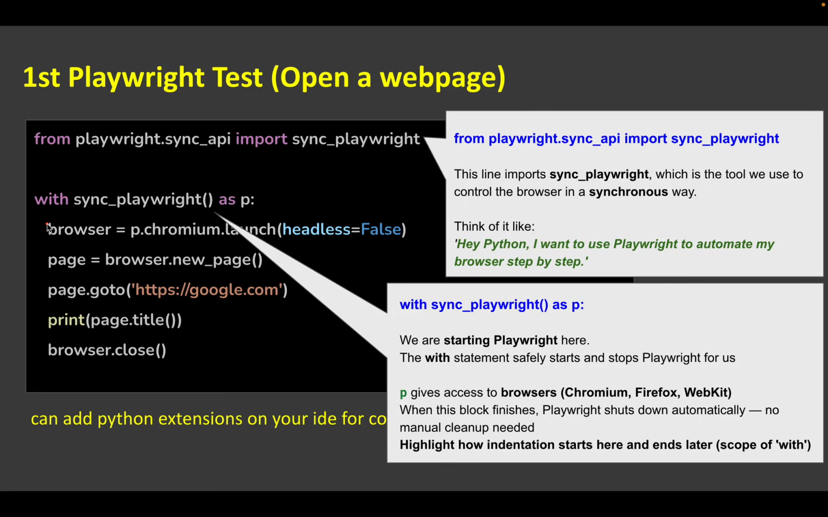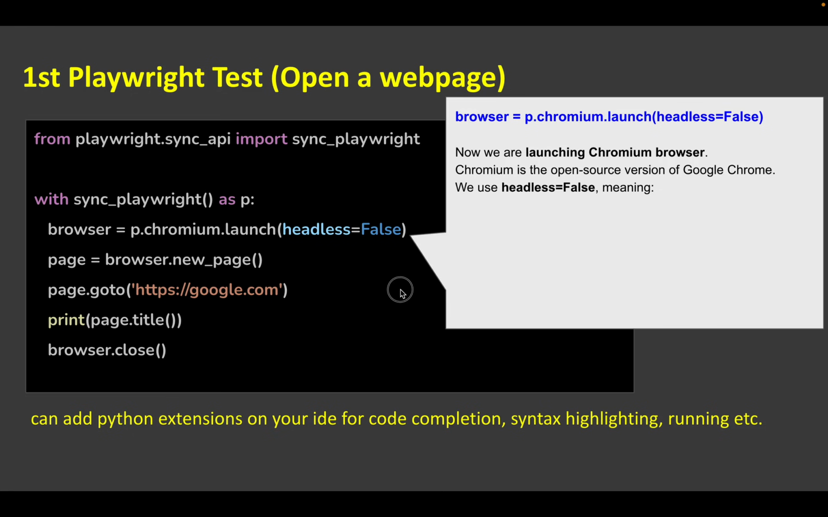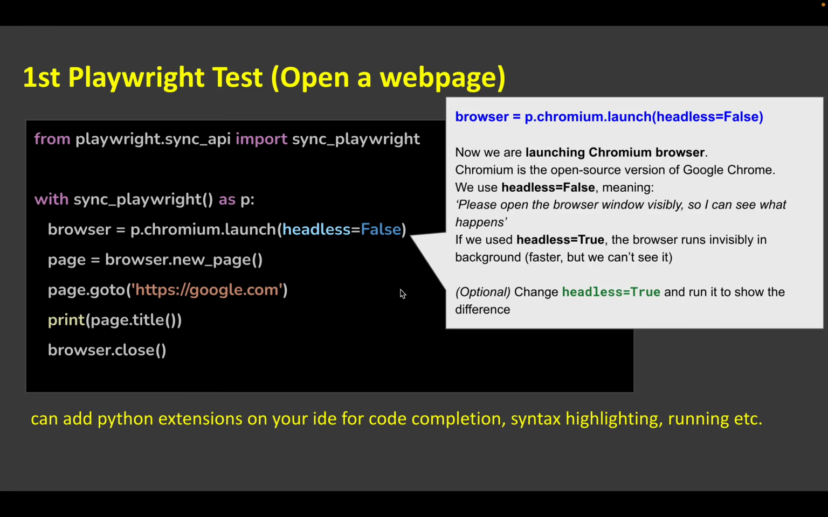And as I have already told you, after writing with, all this is written after this space. That means all this is part of the with block. Then we are saying chromium.launch with headless=False. So this will start the Chrome browser in headed mode, that is, it will be shown on the screen. You can also try headless=True, and that will not show the browser.